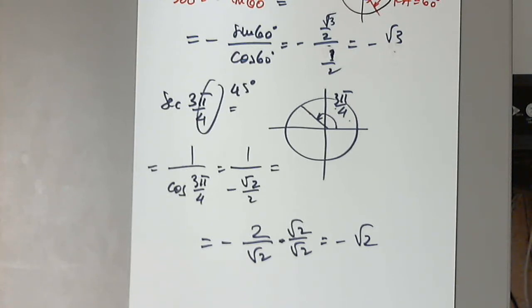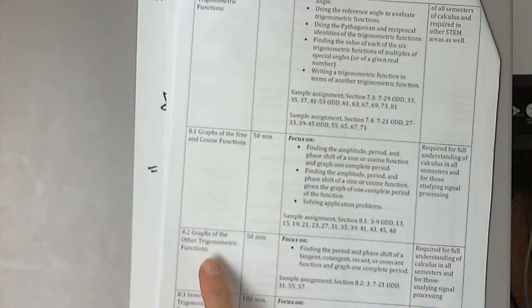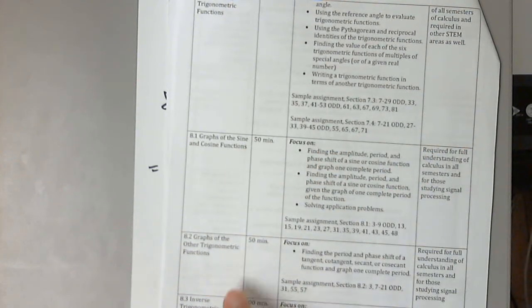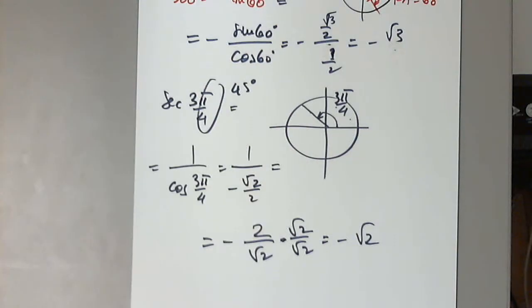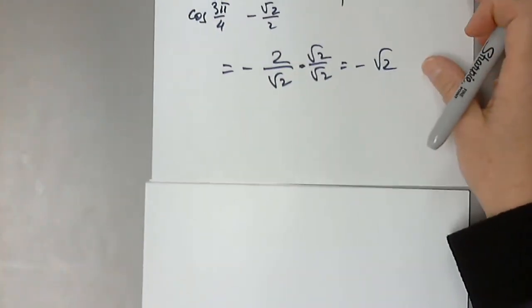Anything else? Okay, I'd like to move on to the graphs of sine, cosine. So here's where we are, graphs of sine and cosine. And then we're going to look at the graphs of others, but mainly tangent. I'm happy with sine, cosine, and tangent. And then we'll look at the inverse functions. Any questions for me? Anything? Okay.